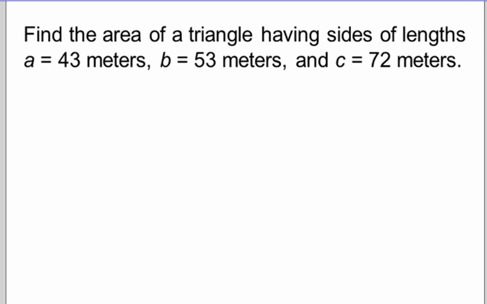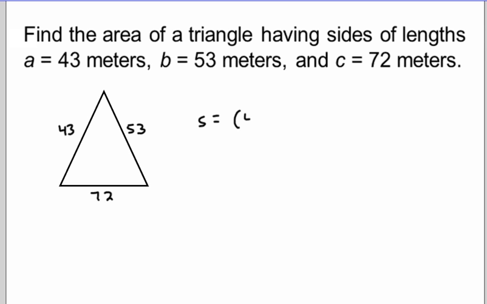Here's a triangle. We've got sides 43, 53, 72. Maybe I'll just sketch that. I sketch this triangle. Let's say this side's 43, this side's 53, this side's 72. So s is going to be 43 plus 53 plus 72, all of that divided by 2.